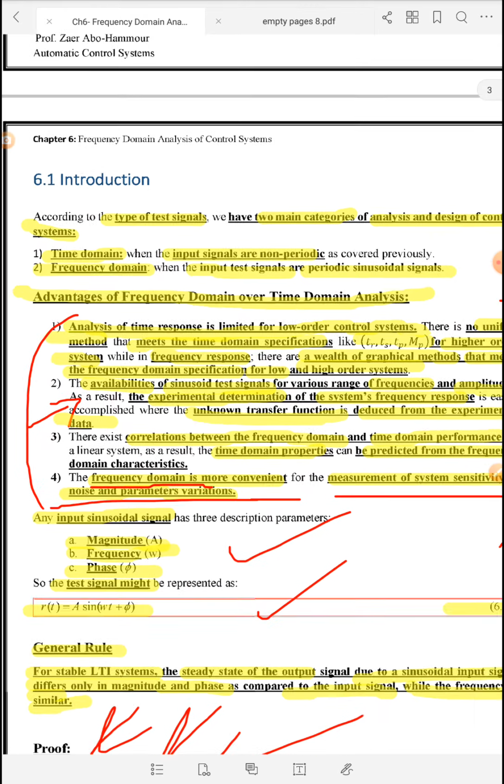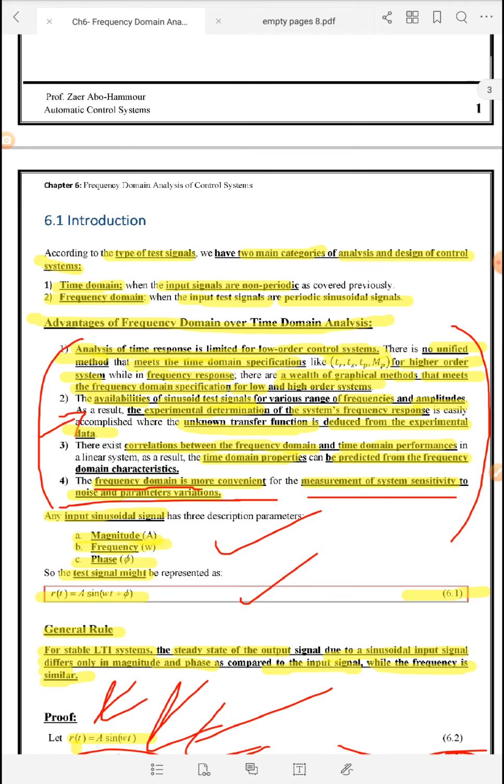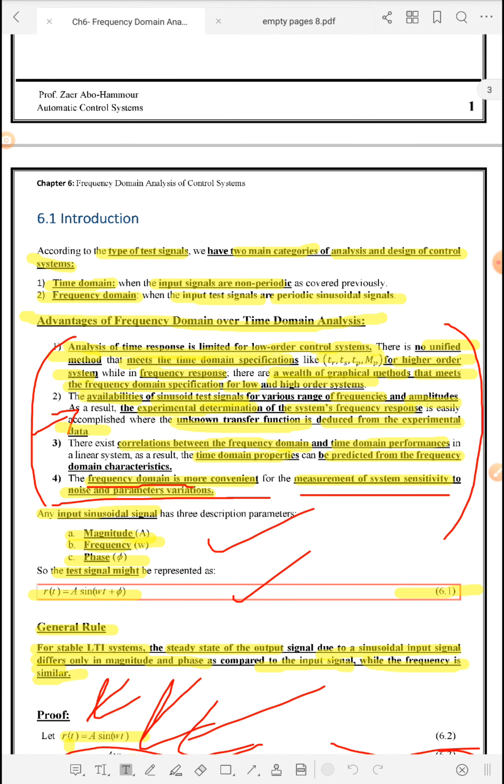If we go back to the first pages, here in this page, I mentioned in the third point that there is a correlation between the frequency domain and time domain analysis and design, and we can predict the time domain properties from the frequency domain characteristics. So this is what we will show in the current lecture.